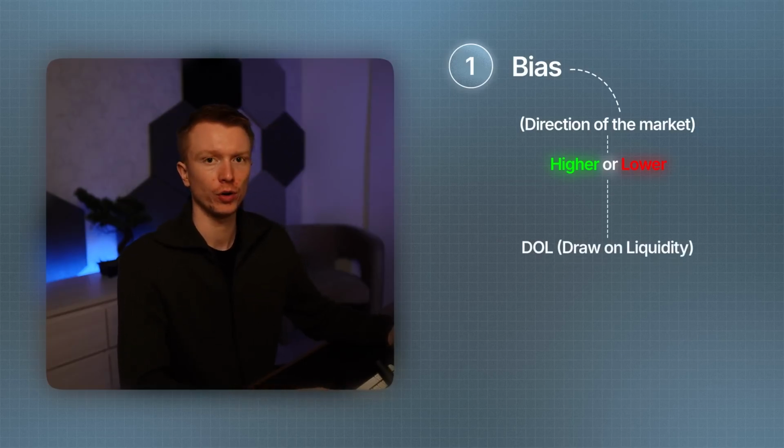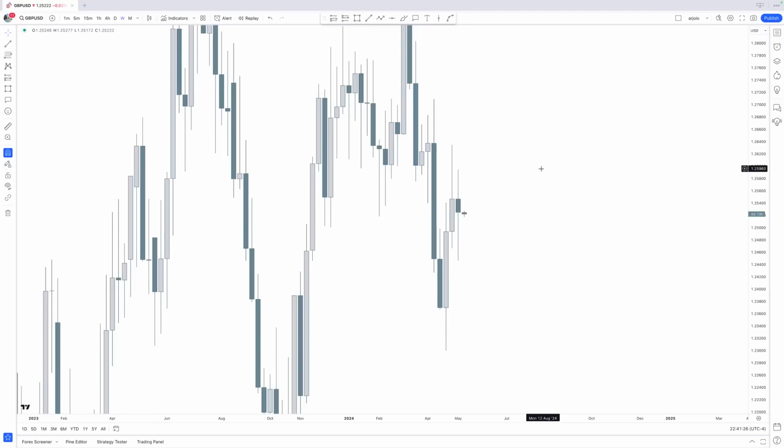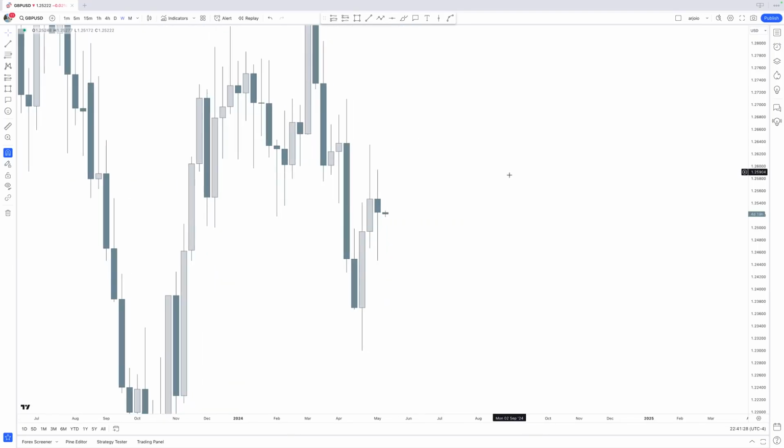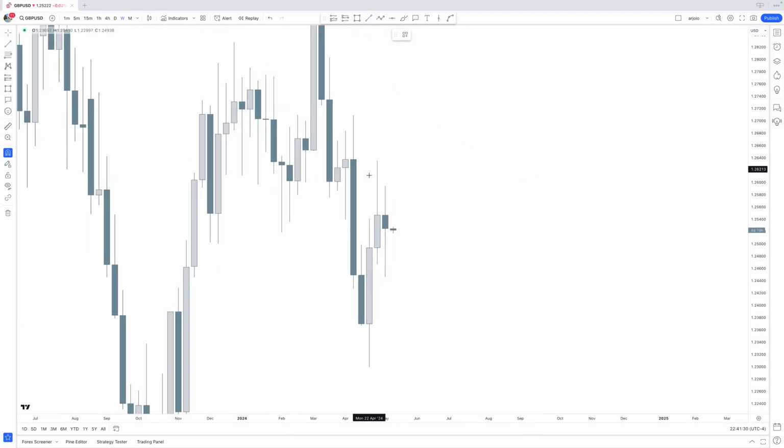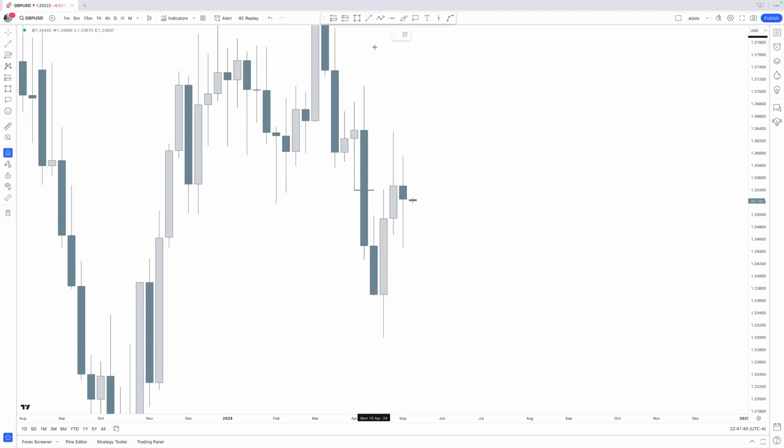All right, again, first step, bias. What is the bias again? Bias is the direction of the market, also known as overall the drawn liquidity. So which PD array are we aiming for? If we look at this market right here, GBP US dollar on the weekly time frame, we see we're coming back into this weekly order block that we see right there. I'll explain later on why it is indeed an order block. After that, we see that we can reach for this previous week low right there, which is a discount array.